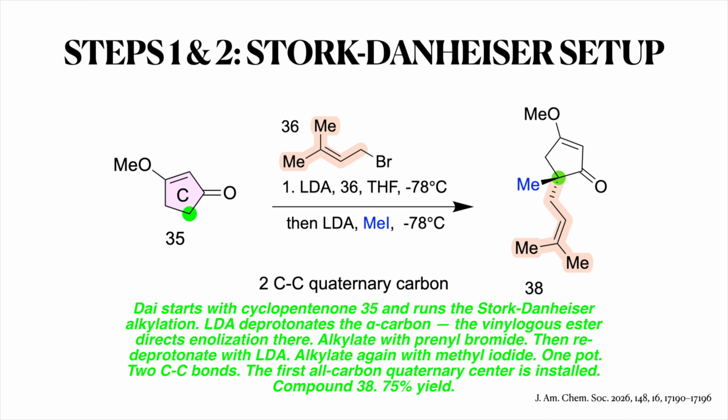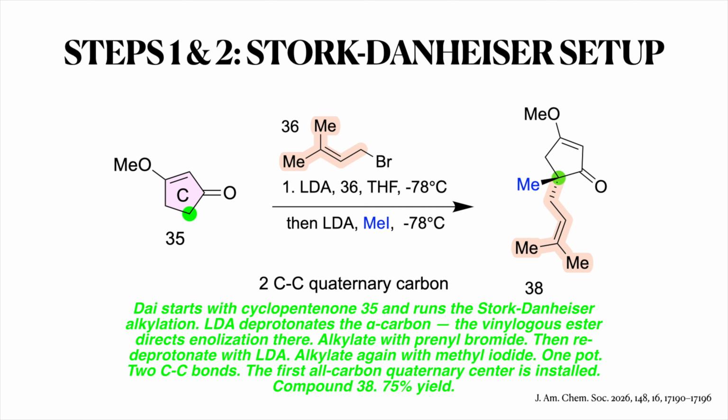Dai starts with the cyclopentanone 35 and runs the Stork-Danheiser alkylation. LDA deprotonates the alpha carbon. The vinylogous ester directs ionization there. Alkylate with prenyl bromide, then redeprotonate with LDA. Alkylate again with methyl iodide, 1 pot. 2 C-C bonds. The first all-carbon quaternary center is installed.